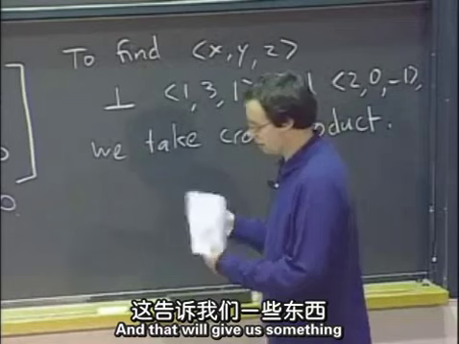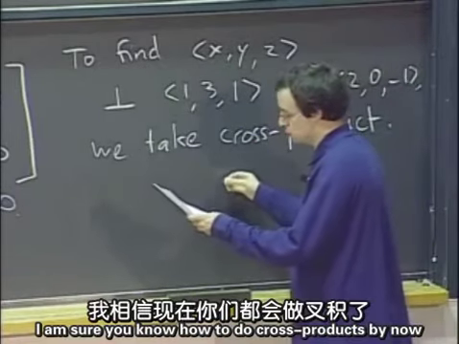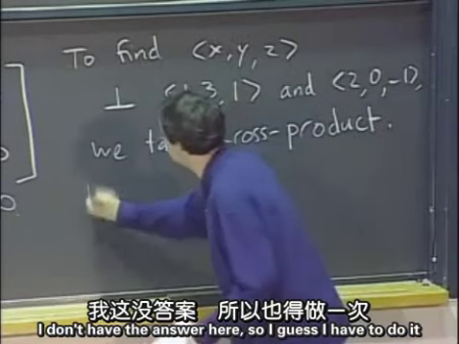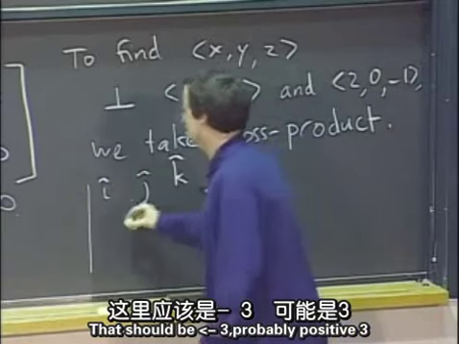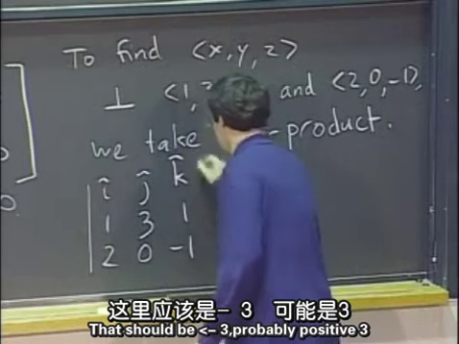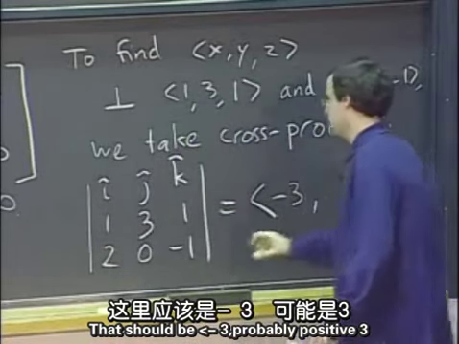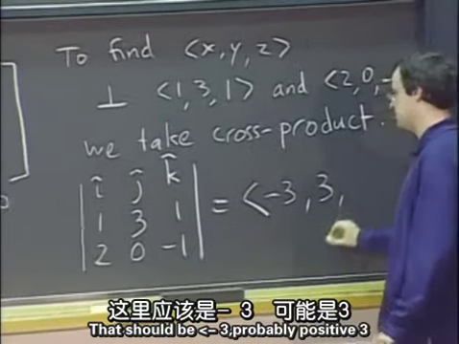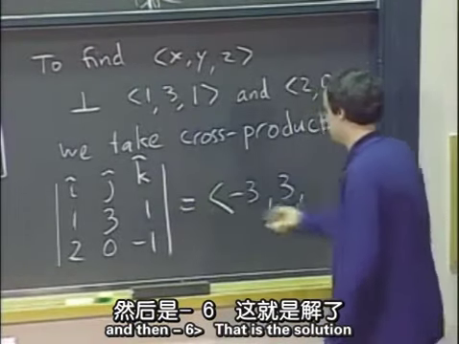And that will give us something. Well, let me just give you the answer. I'm sure you know how to do cross products by now. I don't have the answer here, so I guess I have to do it. Okay. 1, 3, 1, 2, 0, negative 1. That should be negative 3, minus 1, minus 2, probably positive 3, and then negative 6.